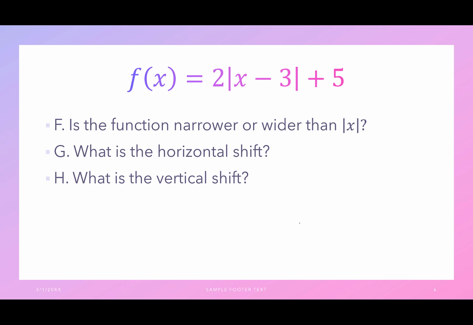Staying with this function, we want to know, is this function going to be narrower or wider than the absolute value of x? So we're still looking at this 2 and think 2 is a stretch. And generally when you think a stretch, you think it gets skinnier, so that's going to be narrower. And then we're going to talk about the horizontal shift. So the horizontal shift is inside the absolute value. It's x minus 3. Sometimes I just think about, well, where is that 0? X minus 3 is 0 at 3. So 3 is on the right. So this is going to go to the right 3 units. And then the vertical shift is outside, and it says plus 5. So that's going to be up 5.